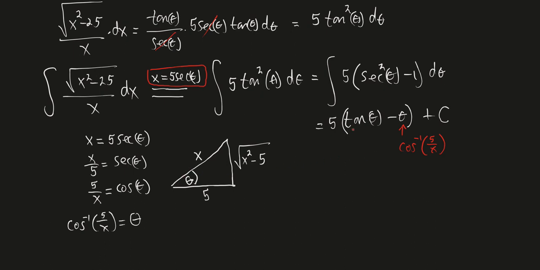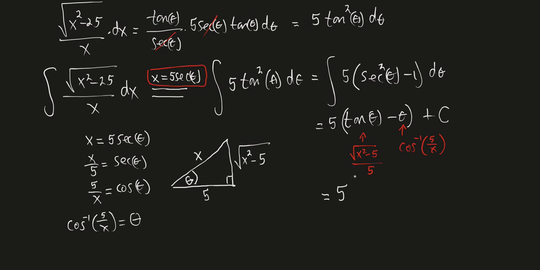And then how do I get the tangent? Well, look at the triangle. Tangent, we know, is opposite over adjacent. So the tangent theta, that is the square root of x squared minus 5 over 5. Right? So with the same equation that we started the process and the right triangle that led us to this process, we can reverse the substitution and then get our answer in terms of x.